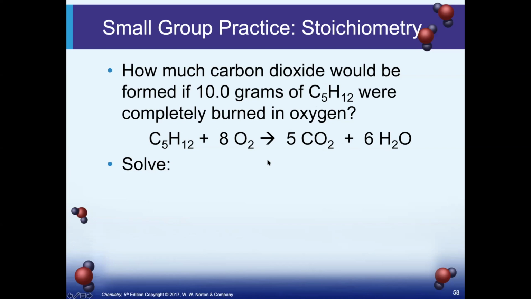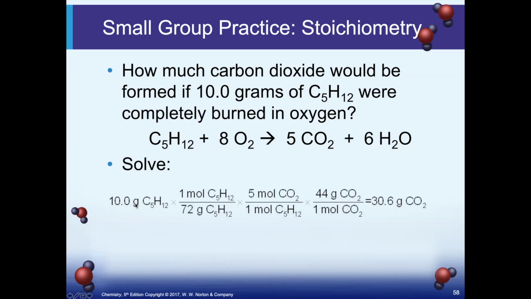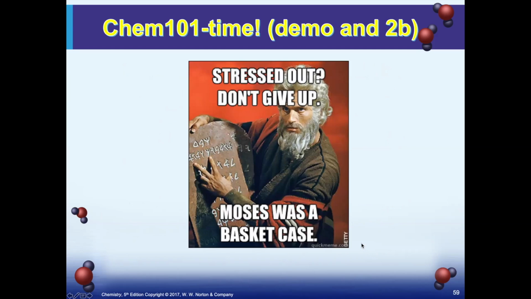Here's how you do it. And it's pretty much what I saw when you guys were working on it. So I know the mass of the C5H12, I need to convert that into moles. And then I use the mole ratio from the chemical reaction, that 5-to-1 mole ratio, to stop talking about the C5H12 and to start talking about the carbon dioxide. And then I just convert that into grams of carbon dioxide with the molar mass of carbon dioxide to get 30.6 grams of CO2. Okay, so hopefully that is what you got for an answer, and that it makes sense. All right, all the units cancel. That's really what's most important.